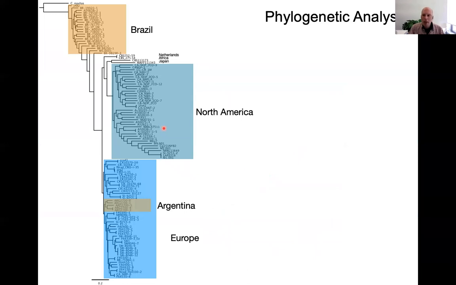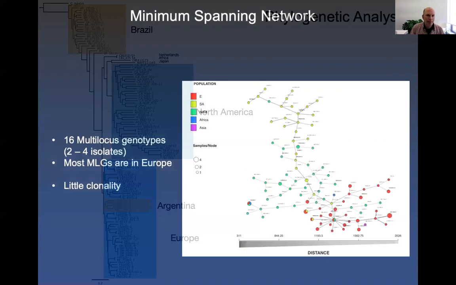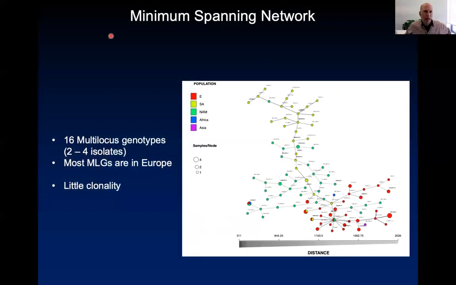And we come up with a phylogenetic analysis based on these SNPs. And again, we see three main populations. Here's the European one, the North American one, and the Brazilian clade here. So all of this information supports three main populations that are associated with three different continents. We also did an analysis by constructing a minimum spanning network, which is shown here.